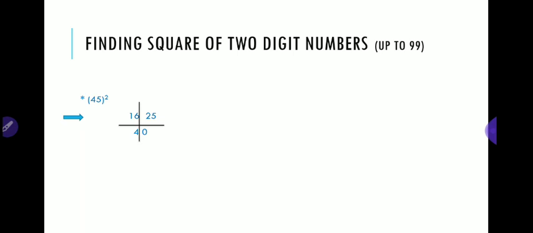So in this example, add all these things, that is 5 plus 0 will be 5, 2 plus 0 will be 2, 6 plus 4 will be 10, that is 0 carry 1, so 1 plus 1 will be 2.